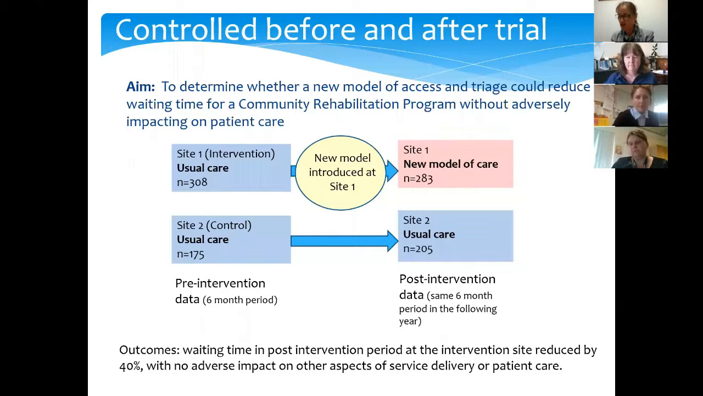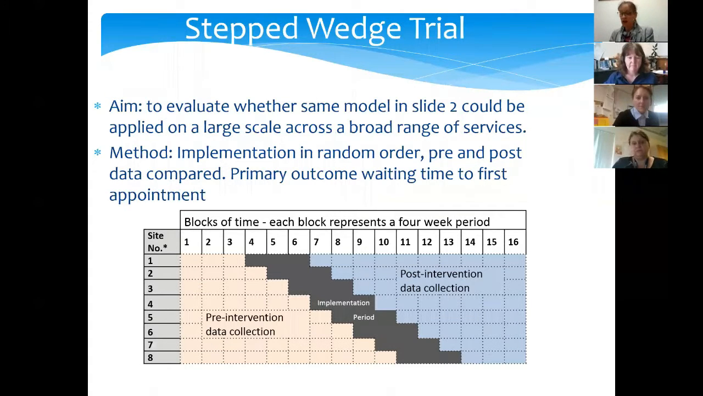Moving on to the next slide. Okay, so this one is a stepped wedge randomised control trial. This is a little bit more complex trial design. This is an NHMRC funded trial, so it's a much larger scale, but it grew out of the work from the previous slide, where we were able to collect pilot data from the smaller control before and after trial.